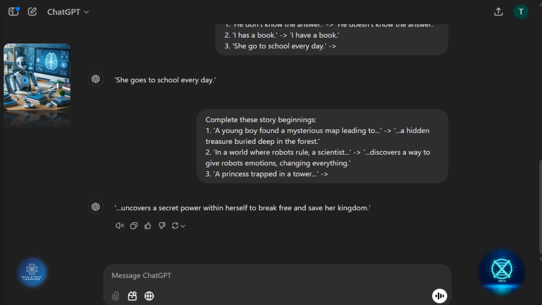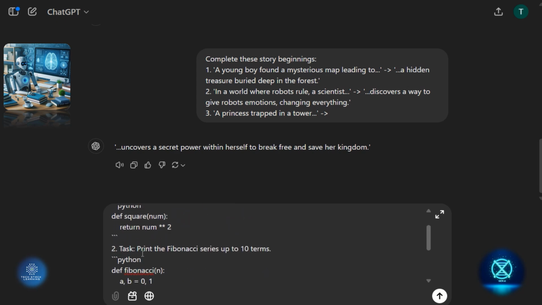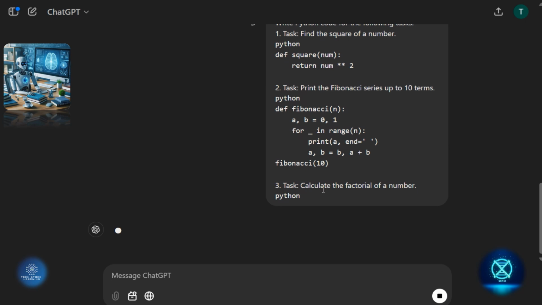Okay, let's see about writing some Python code. So here we'll see coding examples also. If you give an example, how is it going to give back the responses, right? So let's see. I'm just going to give some examples with the prompt. Okay, so write Python code for the following task. Find the square of a number. I gave some sample examples for you to learn. Print the Fibonacci series up to 10 terms. I have given some examples here. Then calculate the factorial of a number. So let's see how this is going to give back the response.